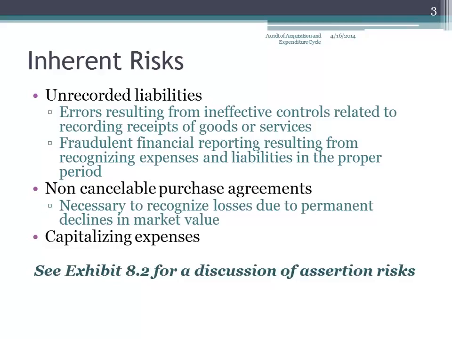Fraudulent financial reporting could result from reporting liabilities or expenses in the incorrect period, right? And so if companies are committing fraudulent financial reporting by managing the expenditures or managing liabilities, they're going to look at that. So cutoff tests become really important, right? And we'll talk about a search for unrecorded liabilities. Also looking at non-cancelable purchase agreements, right?